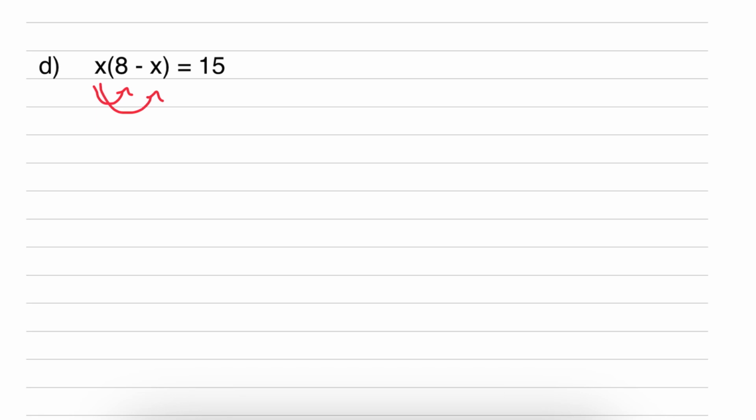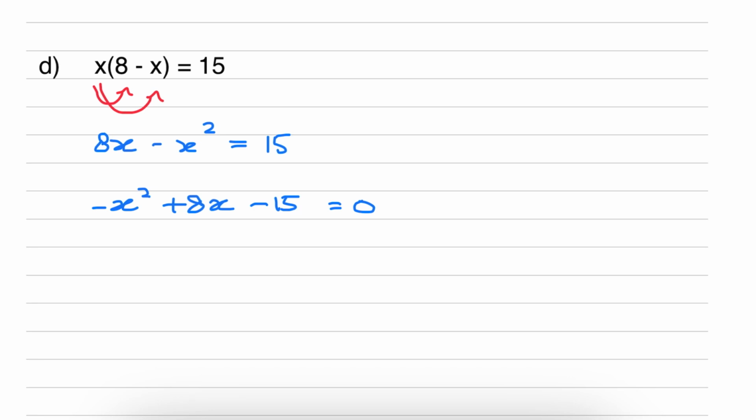So that becomes x times 8, which is 8x. And also x times x, which is x squared. So negative x squared. And then we have the 15 over here on this side. Now let's rearrange this with our x squared term in front. We'll have positive 8x and subtract 15 on both sides. So we get minus 15.